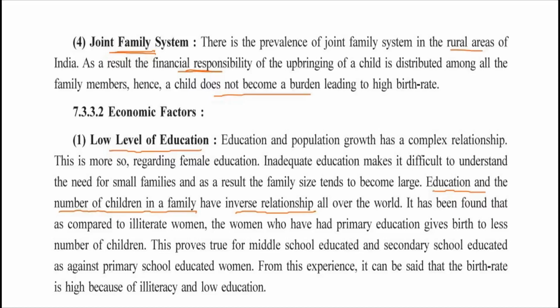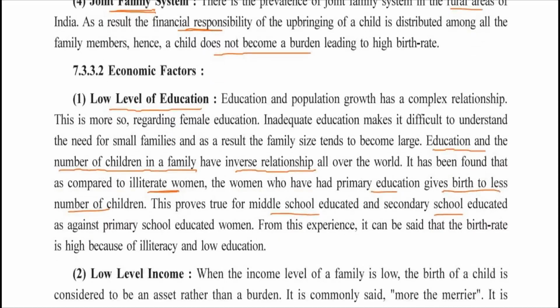It is seen that compared to illiterate women, those who have had primary education give birth to fewer children. So imagine if girls are educated more, like middle school, secondary school, even college going girls, and who have got college education, they will prefer a smaller family. They know the importance of a smaller family. So education levels have a direct relationship, or we can say an inverse relationship.